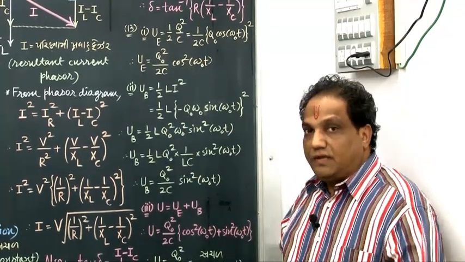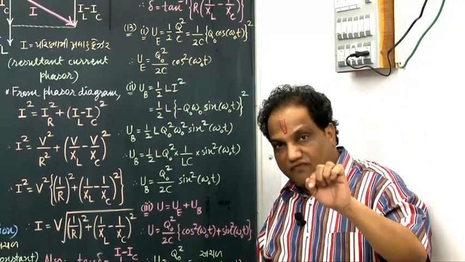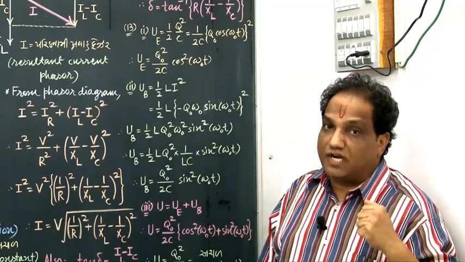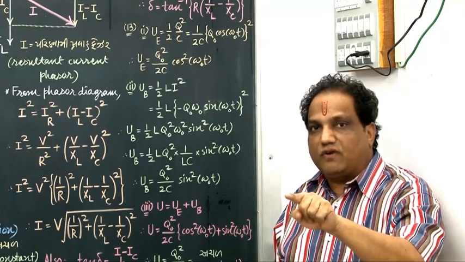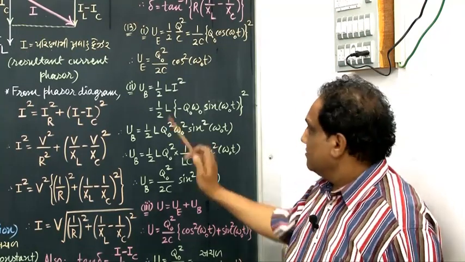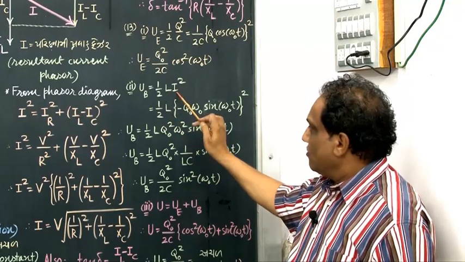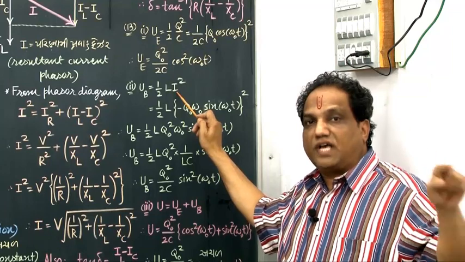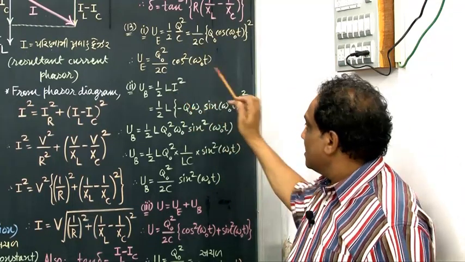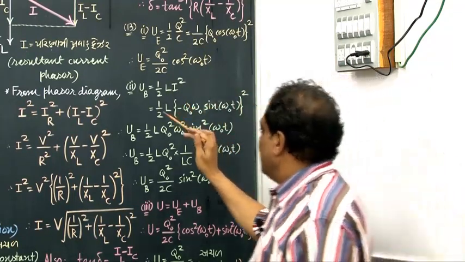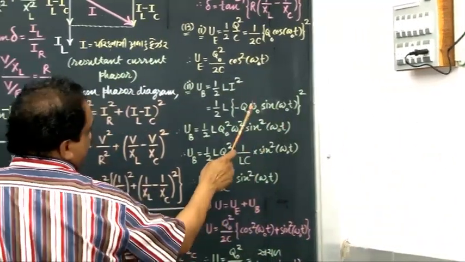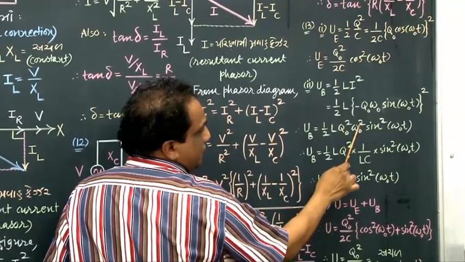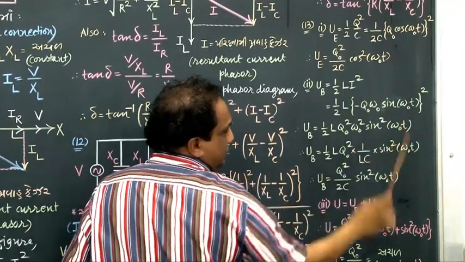Similarly, what is the energy stored in the magnetic field in the inductor carrying some current? You know the magnetostatic potential energy formula, UB equals 1 by 2 L i square. What was the formula of I? We had derived minus Q0 omega 0 sine of omega 0 t, squared. So 1 by 2 L as it is, and the square of this is Q0 square omega 0 square sine square omega 0 t.